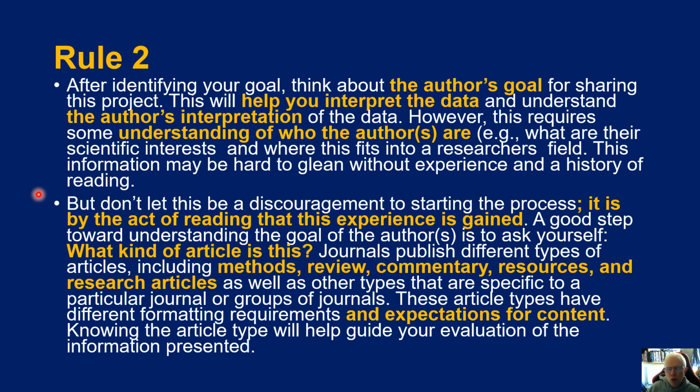Which brings us into rule two. And rule two is quite important. I think it's the one thing that we often overlook as anybody that's reading these papers. So you've identified your original goal. So we're an undergraduate student as an example, and we're new to the scientific literature. Okay. Now think about what was the author's goal. Why did they do this work? Because that's going to help you understand what their interpretation was of the data.